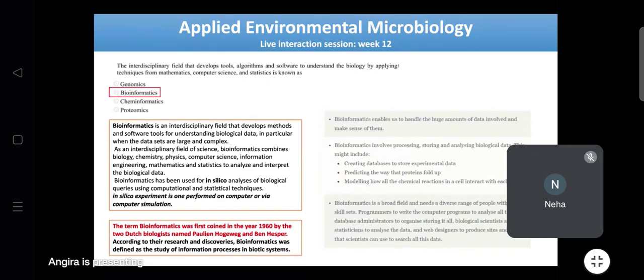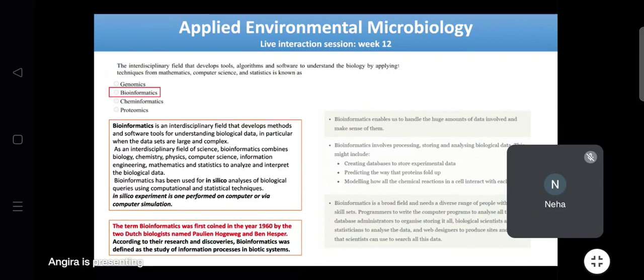The term bioinformatics was first coined in the year 1960 by Dutch biologists named Paulien Hogeweg and Ben Hesper. According to their research and discoveries, bioinformatics was defined as the study of information processes in biotic systems. Now, what does bioinformatics help us do? It helps us to handle a huge amount of data and not just handle it, but also make sense of it. It not only gives us the ability to store a large amount of data, but also helps us analyze it, and therefore we can make sense of the data.